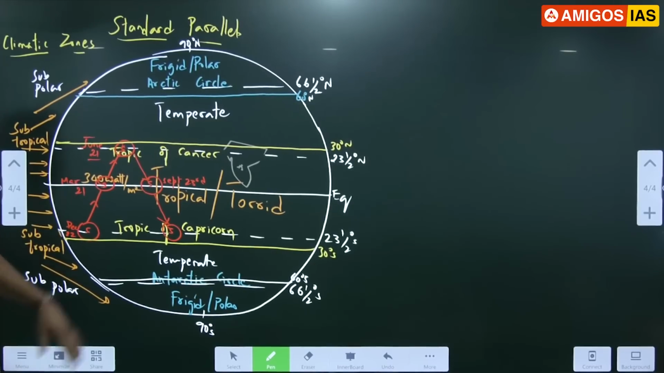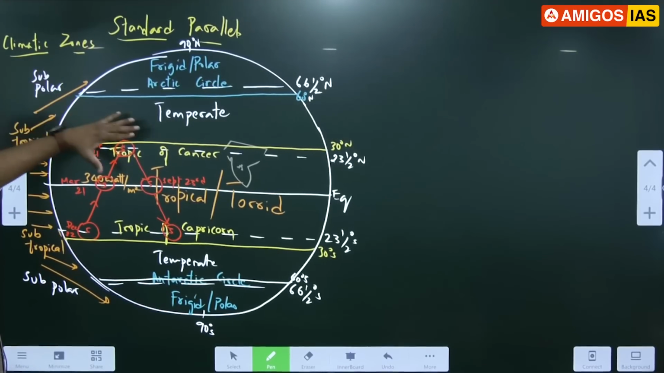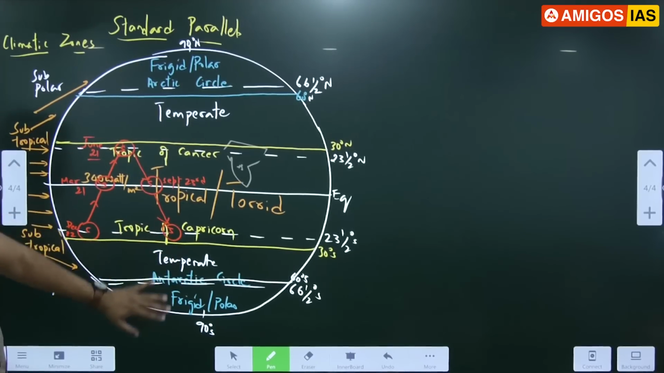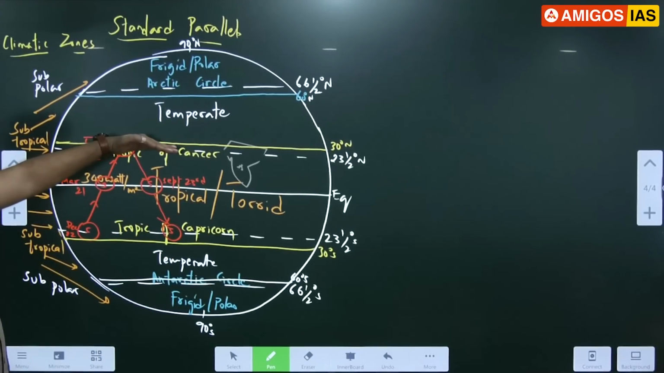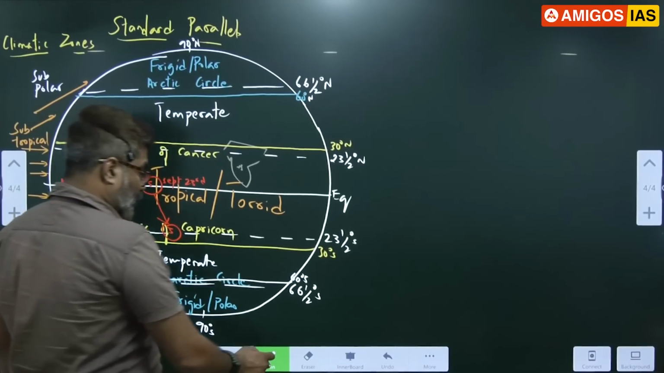What did we write now? We marked the standard parallels and we wrote climatic zones. Tropical, torrid, temperate, polar. Subtropical, subpolar. Depending upon where you are, you can see which climate we have. In your books, terms are used. All of you see here.